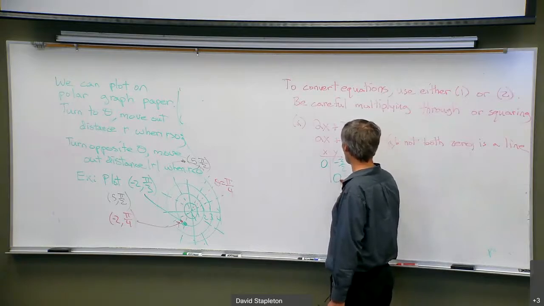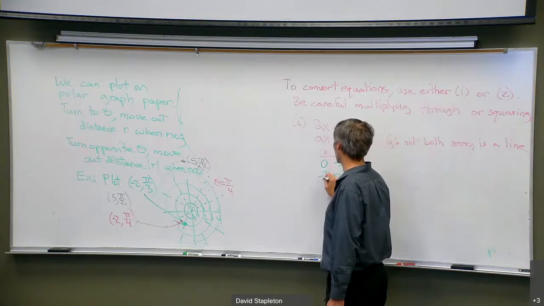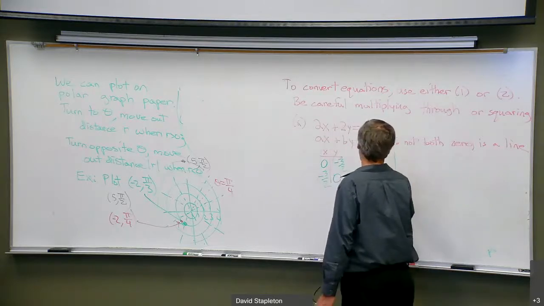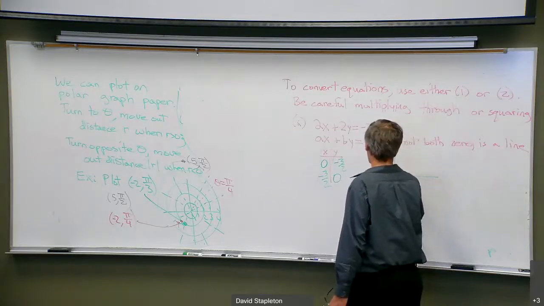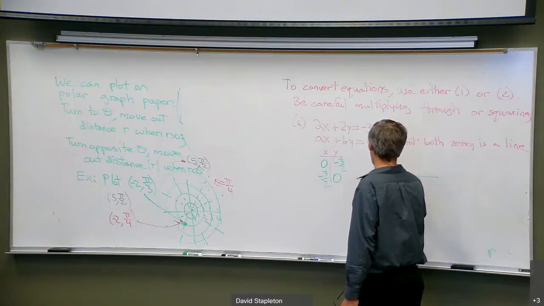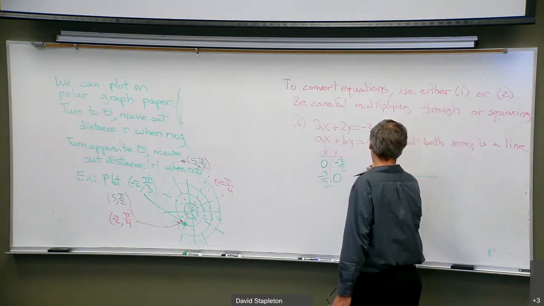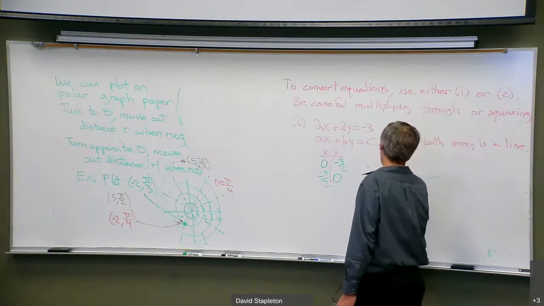Now if I put y equals 0, then this falls out. I've got 2x equals minus 3. x must be minus 3 halves. So I can plot this easy as can be. I just go out to halfway between minus 1 and minus 2 right there, and halfway between minus 1 and minus 2 here, right here. Put down my straight edge. There's the line.